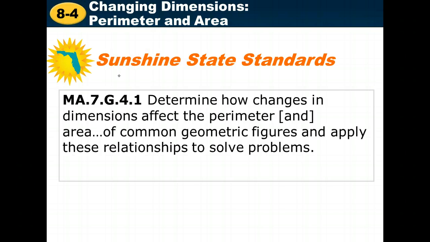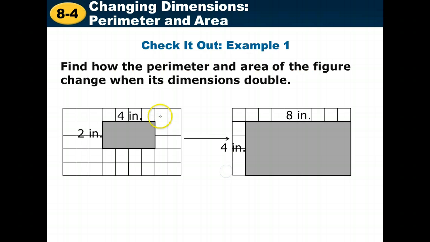All right, guys. So, welcome to lesson 27. Now, we already learned about the different areas for rectangle, parallelograms, triangles, trapezoid, circle. So now we are going to look into how, if we change their dimensions, how will that affect their perimeter and their area? Let's go ahead and get started.